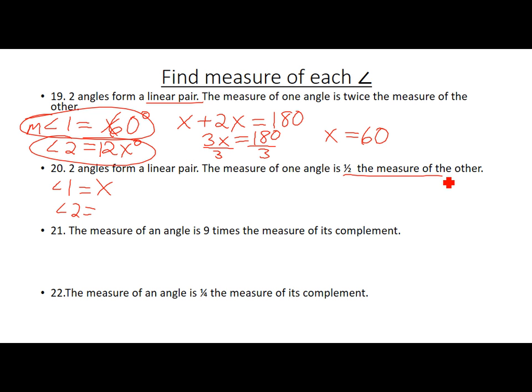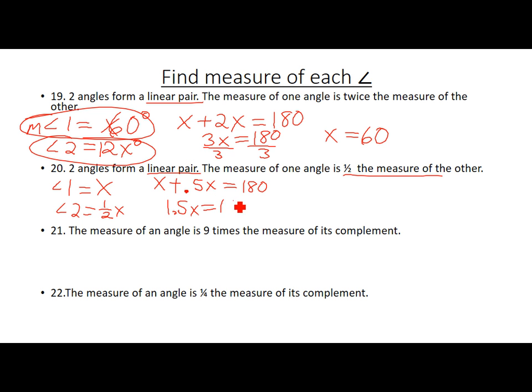So what do I put down here? 1/2 x. What's our equation going to be? X plus 1/2 x, and if you like, you can change that 1/2 to what? 0.5. And they told us they were a linear pair, so what's that tell us about them? They equal 180. What's x plus 0.5x?